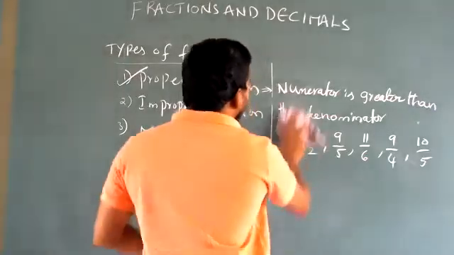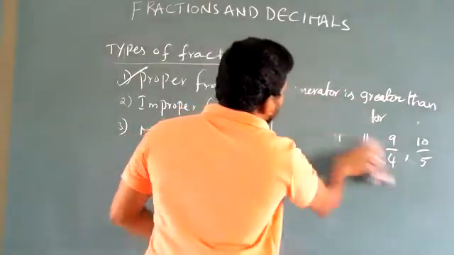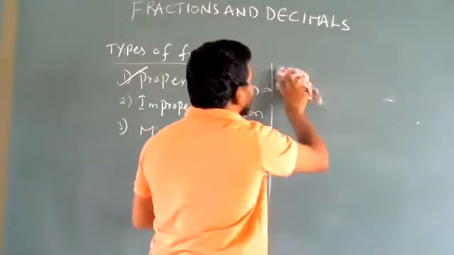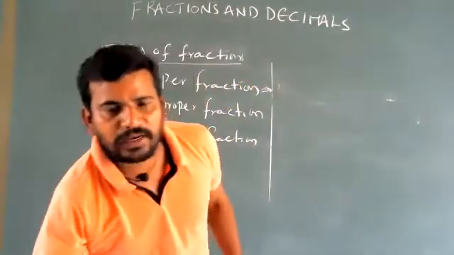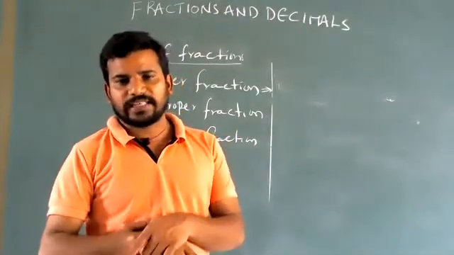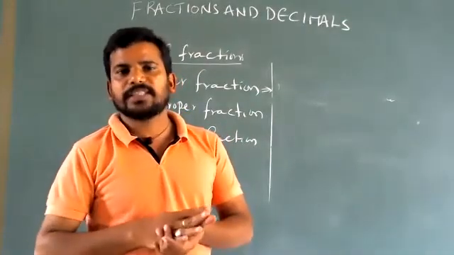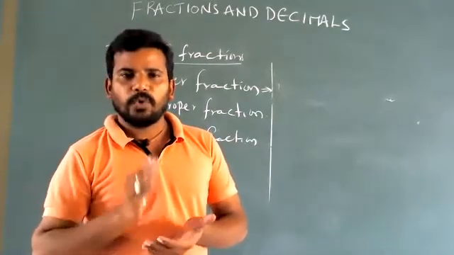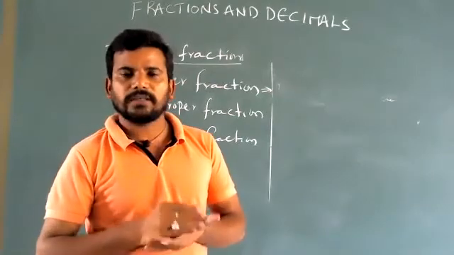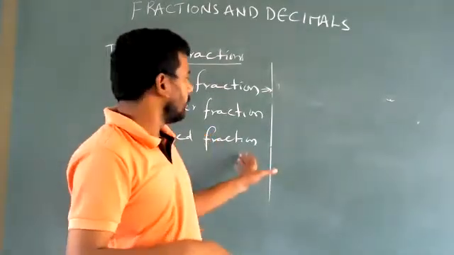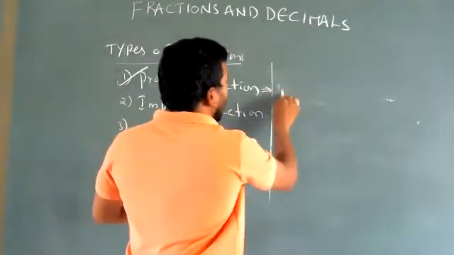What is the third type, children? Mixed fraction. So what is the mixed fraction? Please read. The combination of whole part and improper fraction. So it is called mixed fraction. Once again, children, the combination of whole number or whole part and improper fraction. So it is called what, children? Mixed fraction.